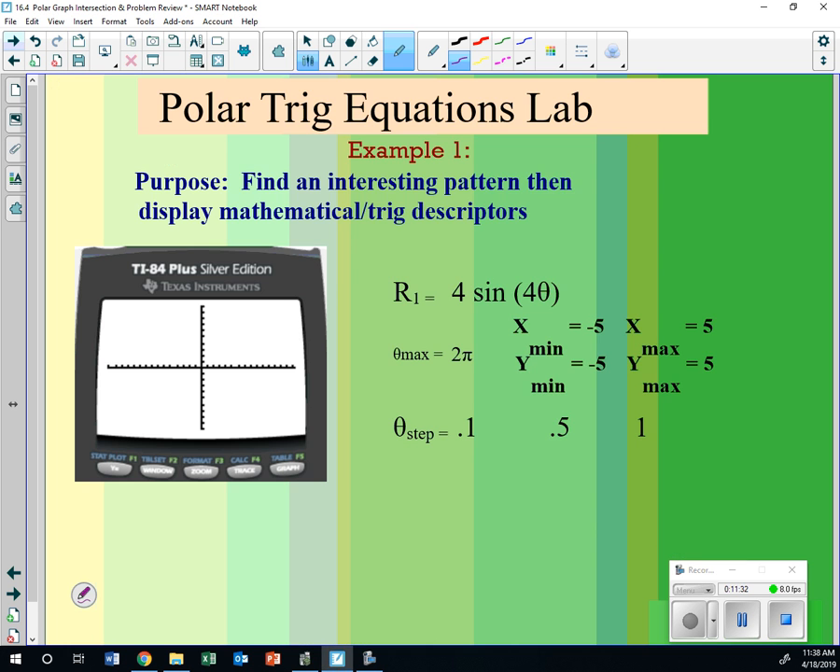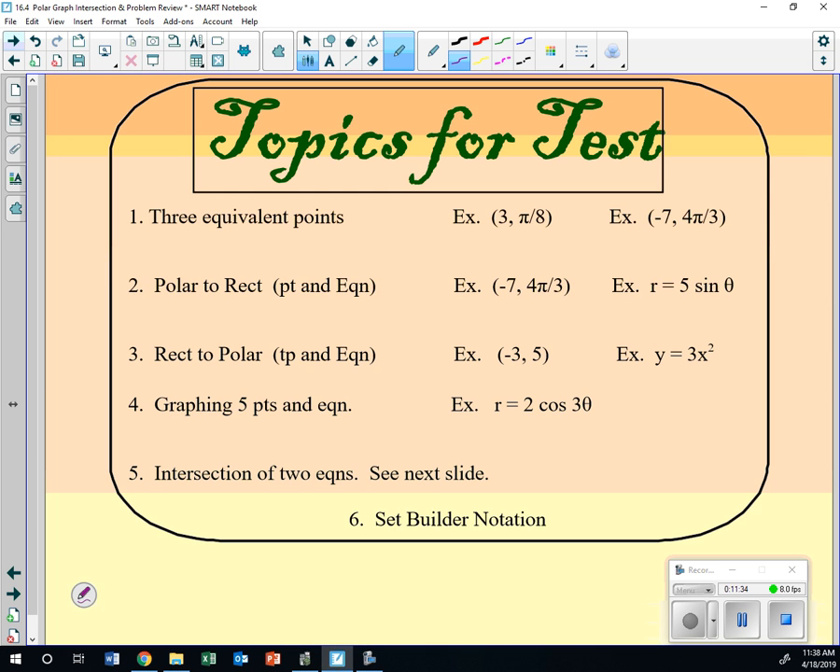And then we have topics for the test. It's a pretty basic test. You're going to have points, and you're going to find the 3 equivalents. And these are some nice practice ones I've set up for you. You can go from polar to rectangular. So you can take the point in polar, go to rectangular, or the equation go from polar to rectangular. Rectangular to polar. So here's your x, y.